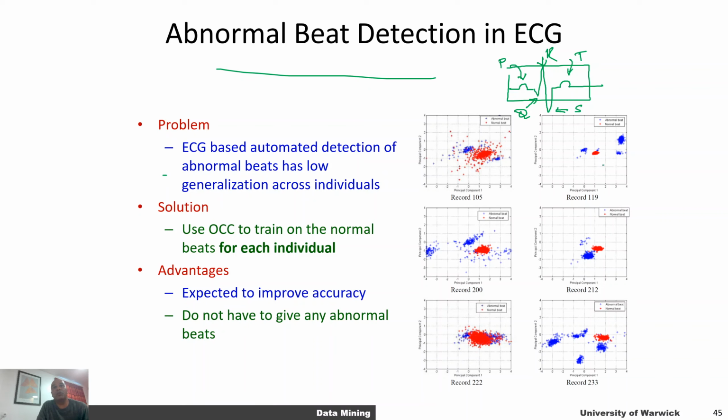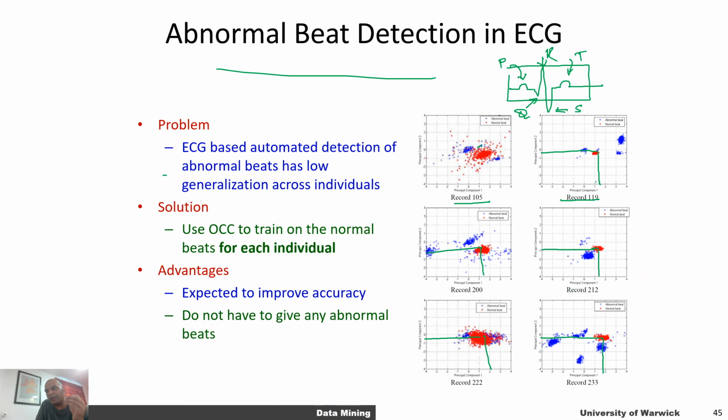So the normal behavior of a given heart lies roughly within the same location. If you look, it lies over here, right? So you take different beats of a single person. This is a single person. This is another person. You can see that all of these roughly lie at the same location, right? All the normal beats are pretty much tightly clustered.